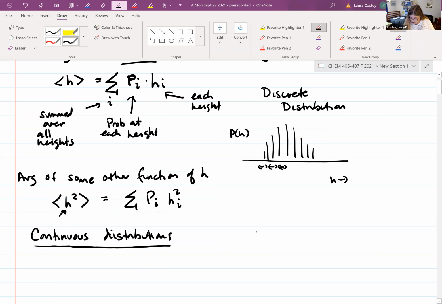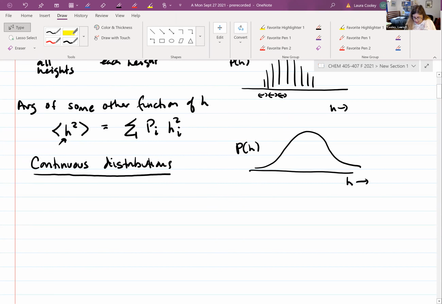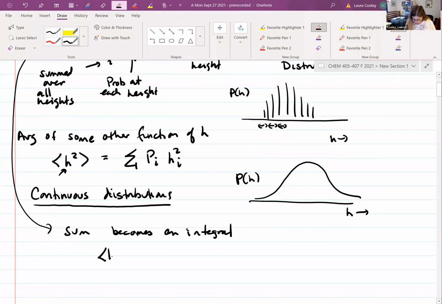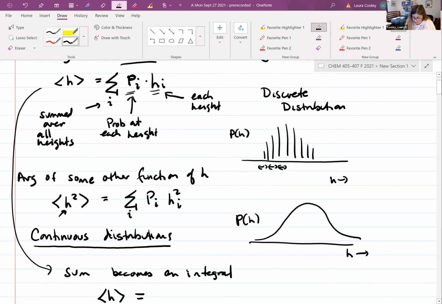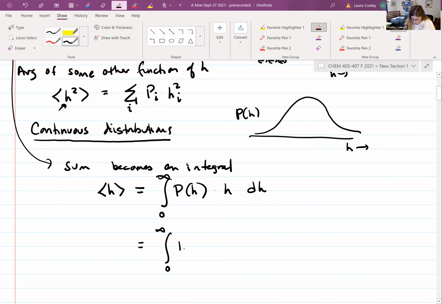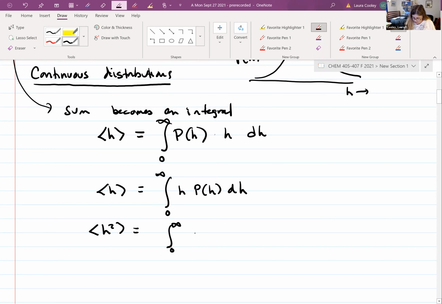Now, most of the time, in science, we're dealing with continuous distributions where you would have literally a continuous function of height like that. And then what happens to this average height sum is the sum becomes an integral. And I think this is really where I was at the end of class last time. So we would have that the average height, instead of being a sum over all heights of the probability at a given height times the height, it would be the probability at a height, not for an interval, but for a particular height, times the height integrated over all heights, which would be like 0 to infinity. No one's going to be taller than infinity or shorter than 0. And I actually prefer writing it with the h first. And if you wanted the average square of the height, you would do the same thing, but you would put the square in there.